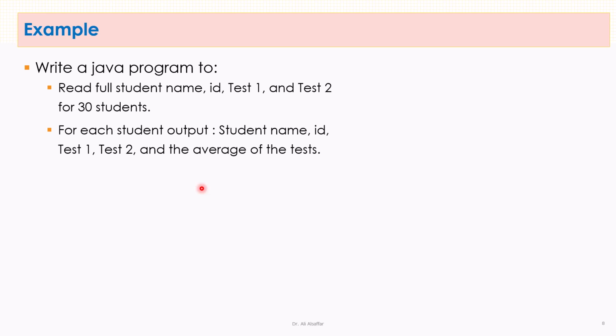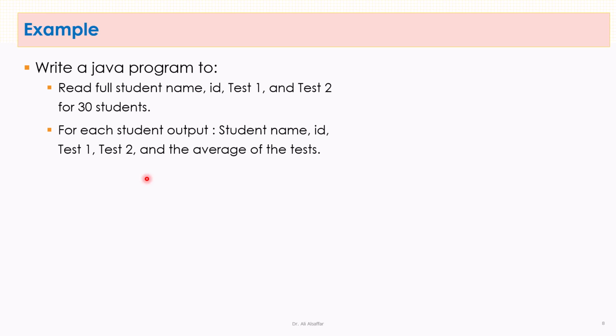Input from the user and save this input into an output file. In this example, we want to write a Java program to read full student name, ID, test1 and test2 for 30 students. And for each student, we need to output the student name, ID, test1, test2 and the average of the test. Do we need an array for these 30 students or not?